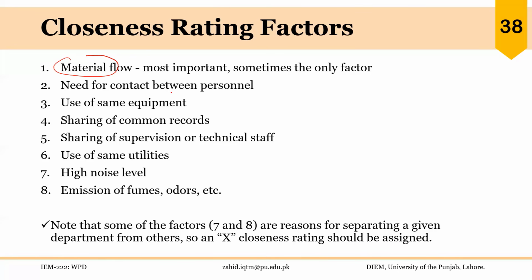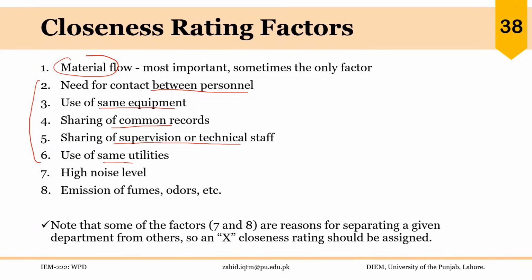For example, need for contact between personnel. There could be some staff that is common between two departments, so they should be close together. Use of common equipment could be a reason. Sharing of common records, sharing of supervision or technical staff. One manager is looking after two departments, so they should be close together. The use of the same utilities. So these are some additional factors that should be considered. They are the factors that make two departments close to each other.